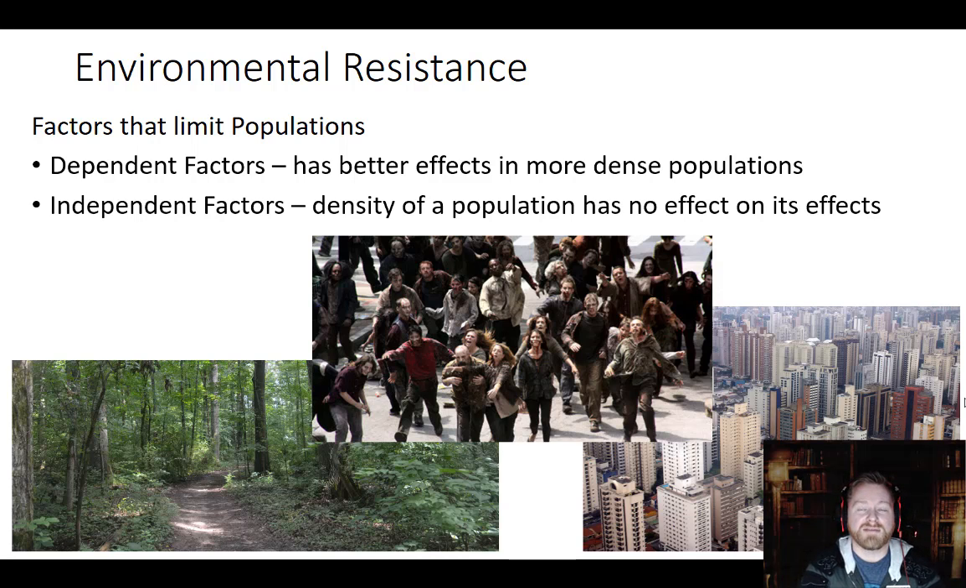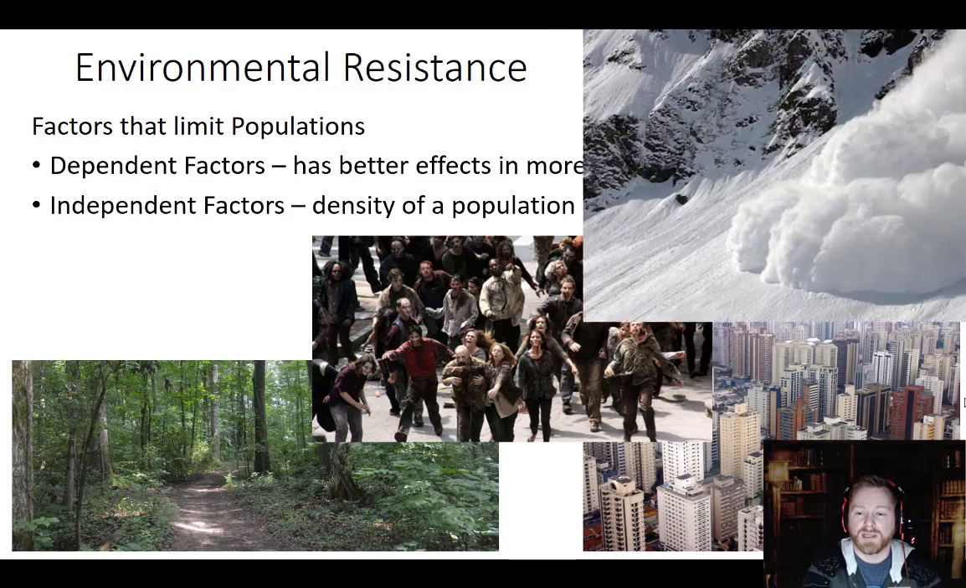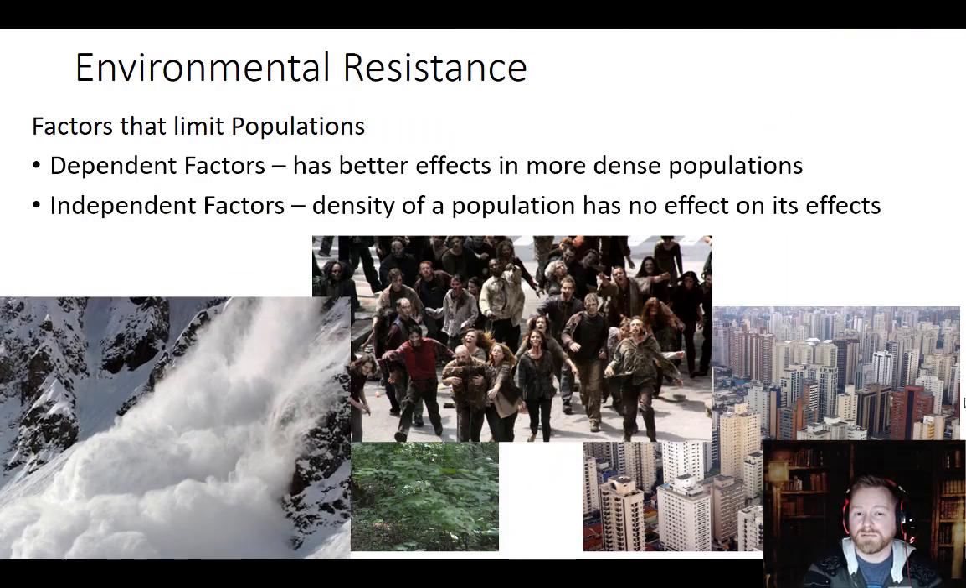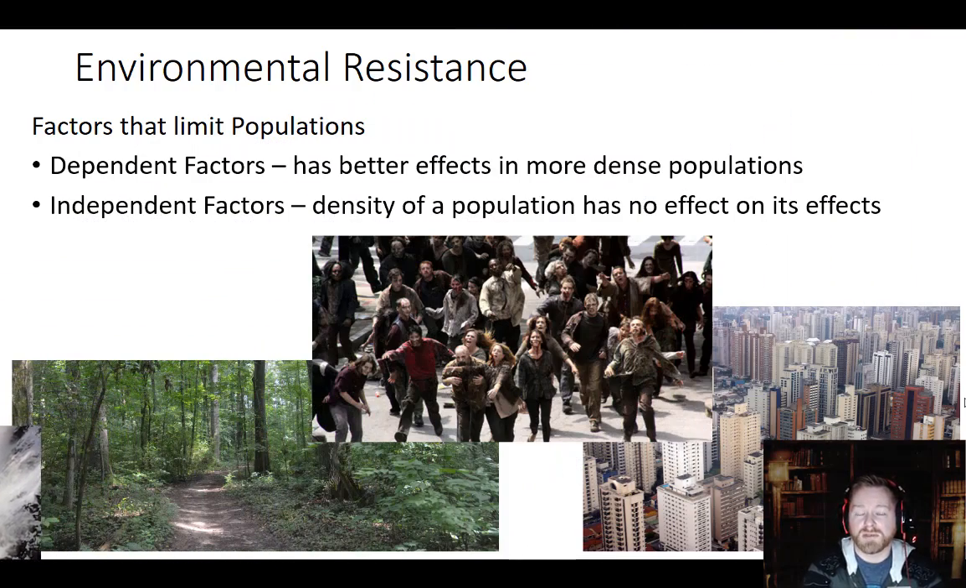So if you have dependent factors, then you're obviously going to have independent factors, and it's just the opposite. The density of a population doesn't make a difference about how this affects the population. So these are usually more natural disaster type things. Imagine if an avalanche came through. It doesn't matter if there's 10 people or 1,000 people. The avalanche is going to do its thing regardless. It's going to kill everybody.